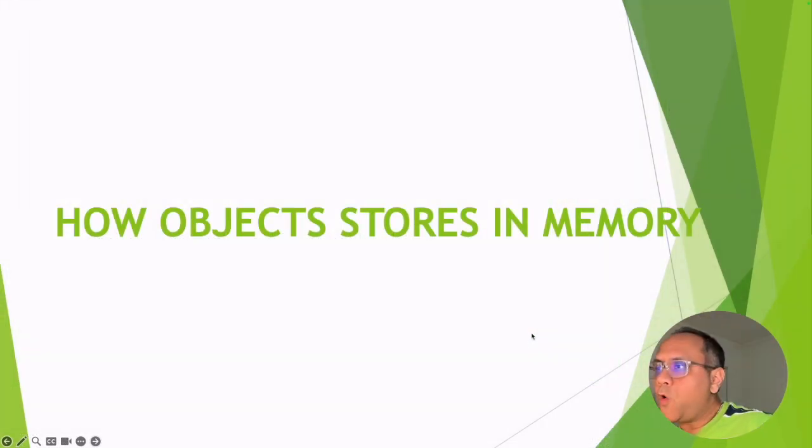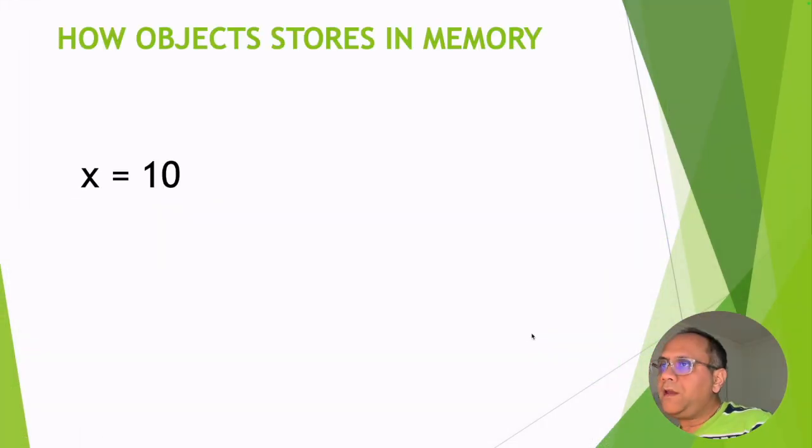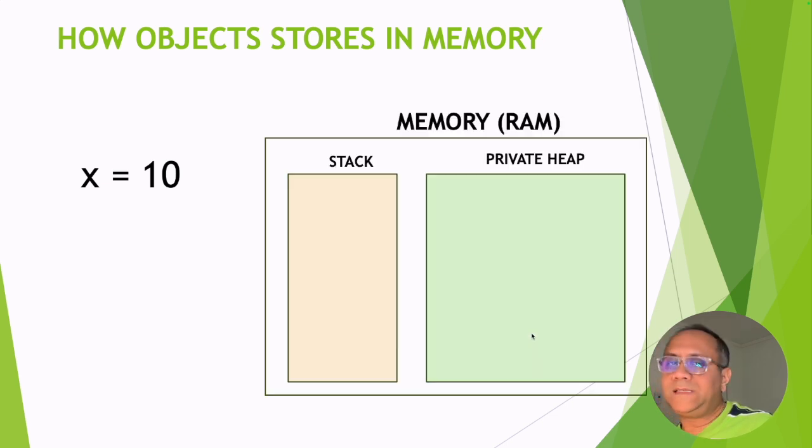Now let's see how an object is stored in memory. When we say x equal to 10, I have seen experienced developers also think the x variable is a container, it stores the value 10. But this is not how Python works. Let's see how it works.